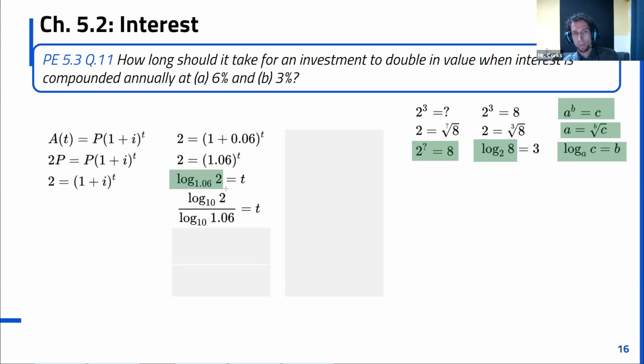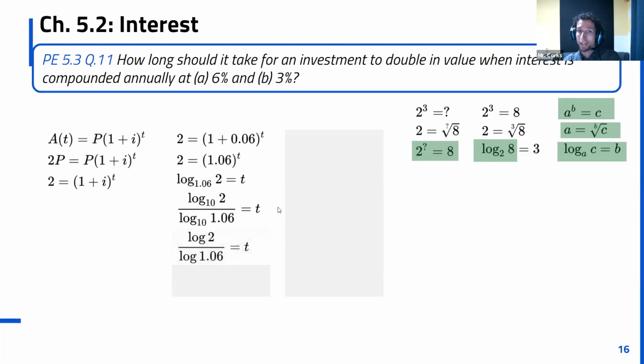Says that if you have one thing with some bases that you don't like and are hard to work with, you can rearrange them like this. You can make a new base, log base 10 on each of these, and then turn it into a fraction. So log base 10 of 2 over log base 10 of 1.06 is the same as the previous thing. And the log button on your calculator, we care about this one, base 10, because the log button on your calculator is base 10. If it doesn't say what the base is, it's base 10.